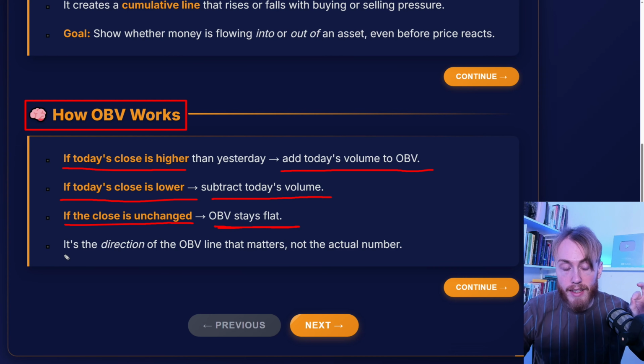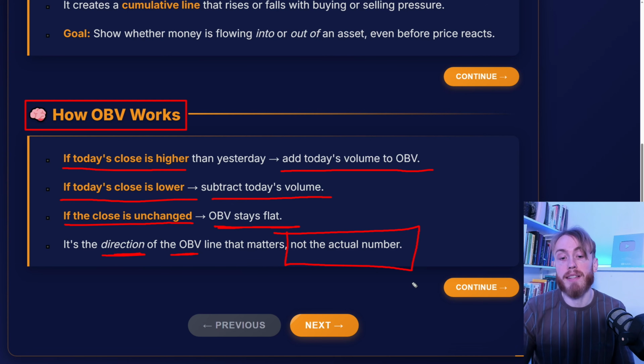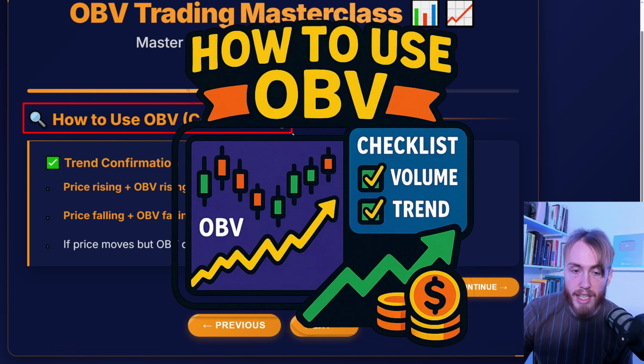And I already mentioned this, but it's worth repeating. It's the direction of the on-balance volume line that matters, not the actual number. And this is something I want you to have in mind throughout the rest of the guide. But alright, so now let's take a look at some key use cases of the on-balance volume.